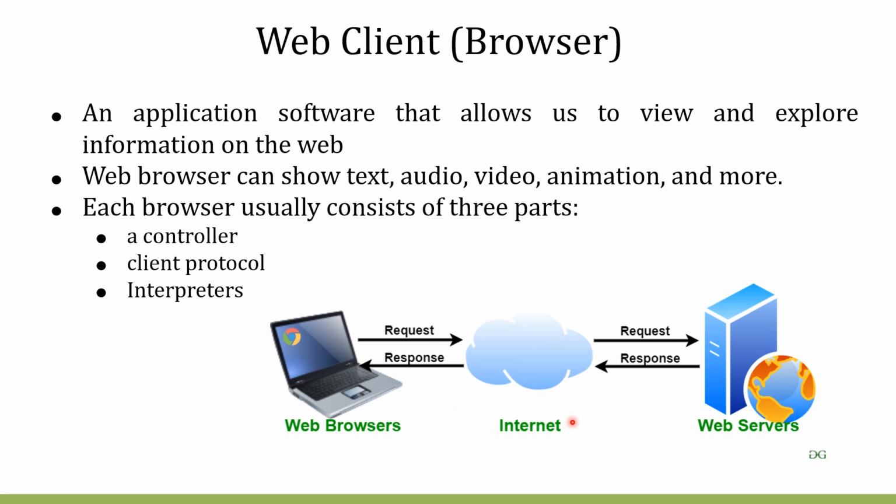A variety of vendors offer commercial browsers that interpret and display web documents, and all of them use nearly the same architecture. Each browser usually consists of three parts: a controller, client protocol, and interpreters. The controller receives input from the keyboard. The client protocol accesses the document, and the interpreter is used to display the document on screen.